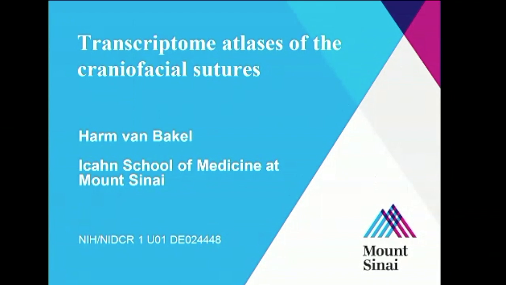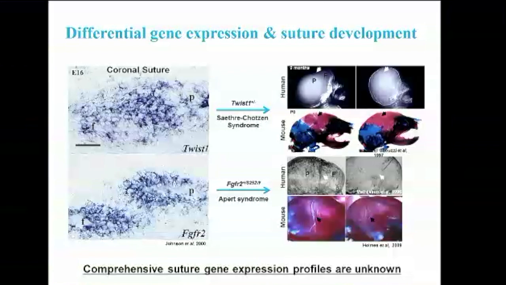Gene expression changes across space and time are really important markers and important drivers of craniofacial suture development. Classical examples of that are Twist and FGFR2. Twist is primarily expressed in the suture mesenchyme, whereas FGFR2 is expressed primarily in the osteogenic front. Functional disruption of either of these two genes leads to premature fusion of the coronal suture in both human and mouse models of these genes.